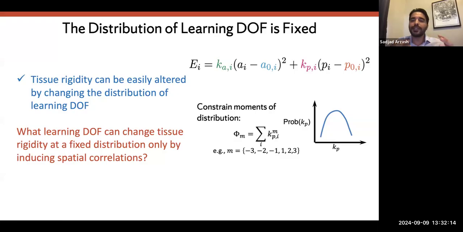The reason for fixing the distribution is because, as I talked about, changing the rigidity by changing the distribution is an easy task. That's already known. But the question is, can this tissue actually change the rigidity by just the spatial correlations that appear because of this optimization problem?